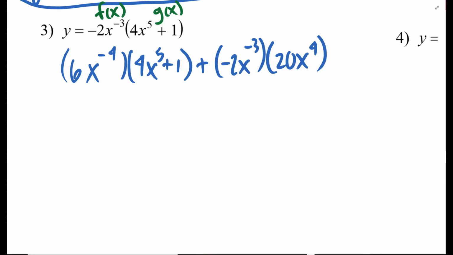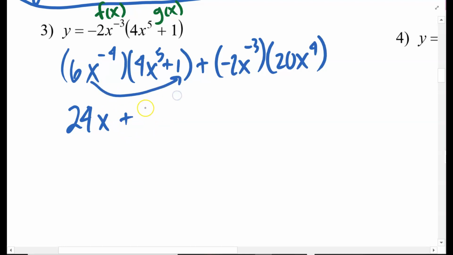So here we have a negative 4 and a 5. When we add these together, we're going to get a positive 1. So the 6 times 4 is 24, but your negative 4 and 5 become a positive 1. And then you distribute to the 1, you just get 6x to the negative 4, minus, go ahead and say minus just because you have negative 2 times 20, which is negative 40.